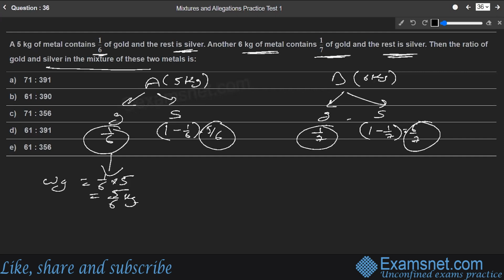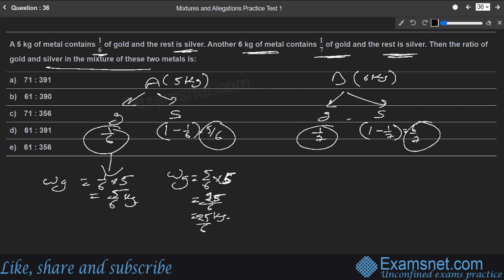Similarly, the silver part weight will be 5 by 6 into the total weight. Five by 6 into 6 is 30 by 6, that is 5 kg. Okay, wait, this should be 5 by 6 into 5 that has to be done. 5 kg is the total weight and 5 by 6 is the part available. So this has to be not 30 by 6, rather 25 by 6 kg.